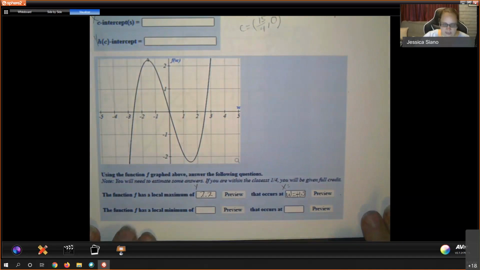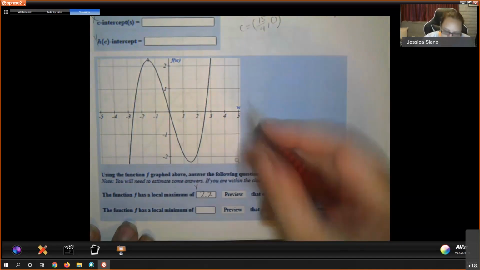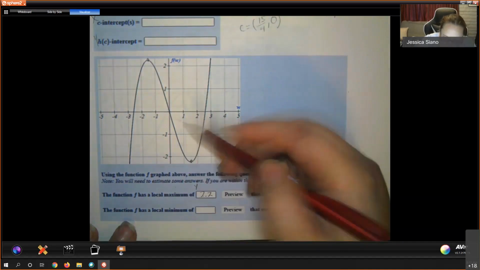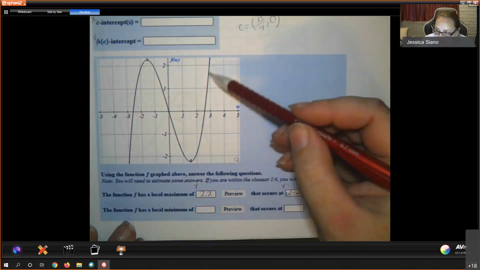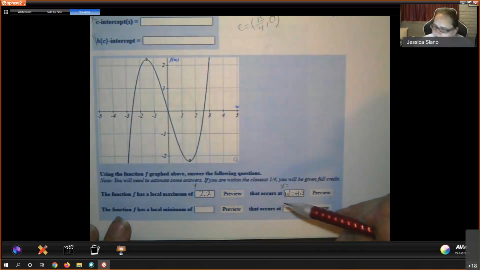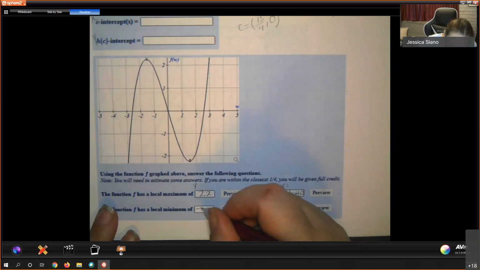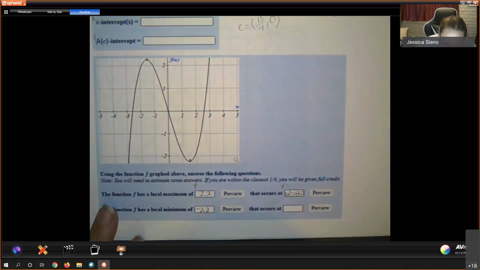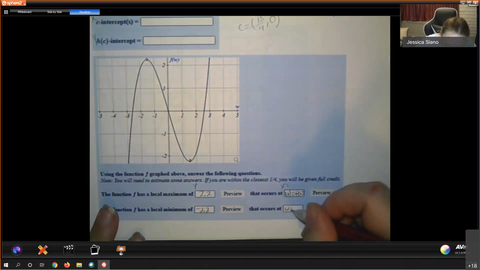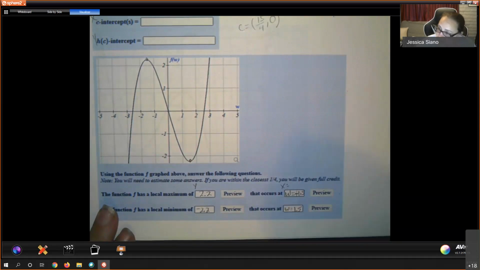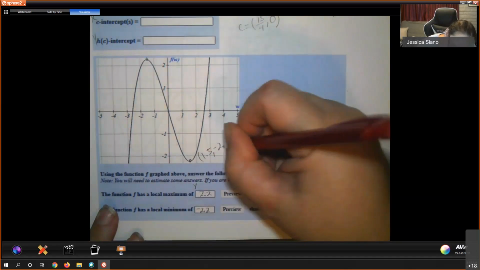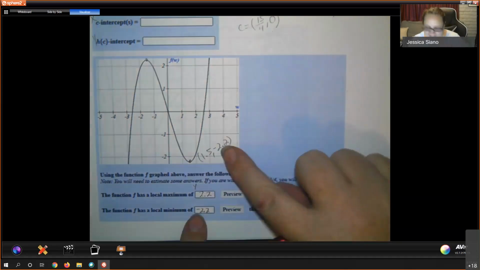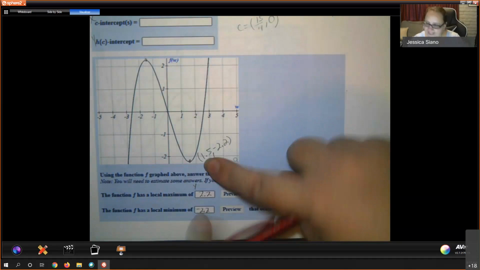Okay. And so then the same general idea here, this would be the local minimum. It's a turning point where the graph turns around. It goes from decreasing to increasing. And so this would be a local minimum of a negative 2.2 at W equals a positive 1.5. So again, if we're thinking about this as the point (1.5, -2.2), this is the minimum, and then this is its location.